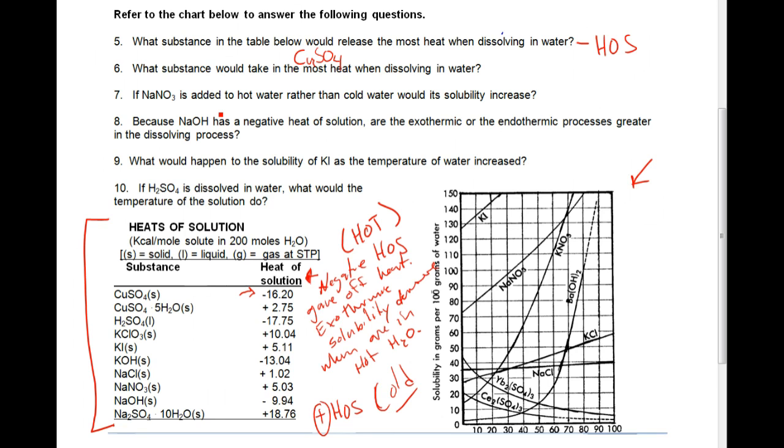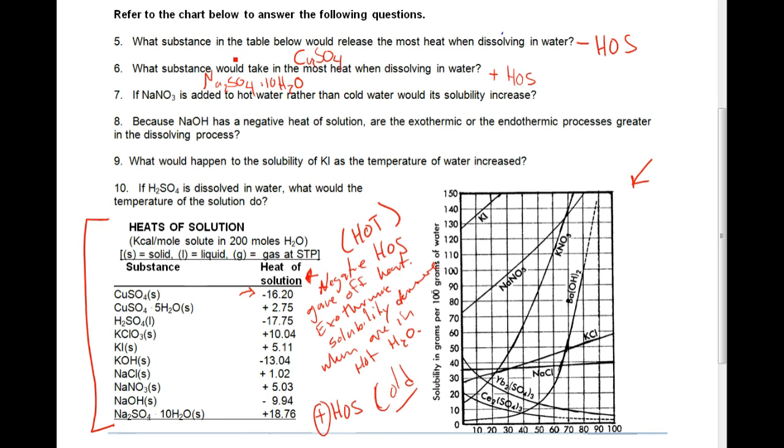All right, now let's talk. Hopefully most of you got this. It's fairly simple since we just did number 5. Take in the most heat would mean a positive heat of solution. So we find the most positive value, and it's here at the bottom, is it not? It is. Na2SO4 dot 10 H2O. Now this is a new little thing we've never seen before, this dot 10 H2O. But what that means is when it's in water, it's attached to 10 waters. So that's the whole compound. Don't worry about that for right now.